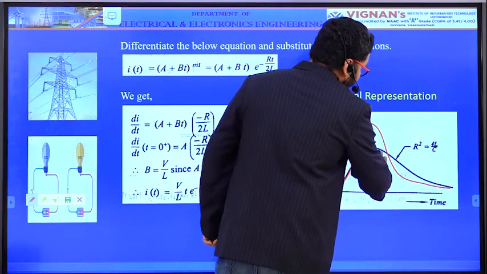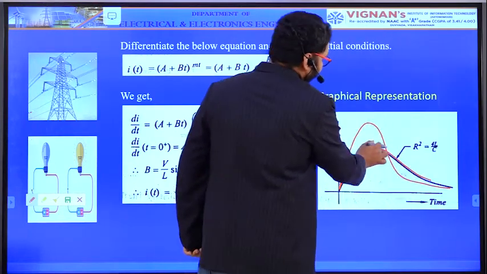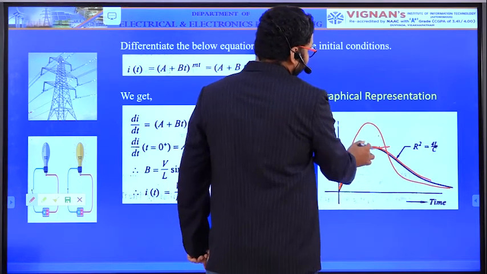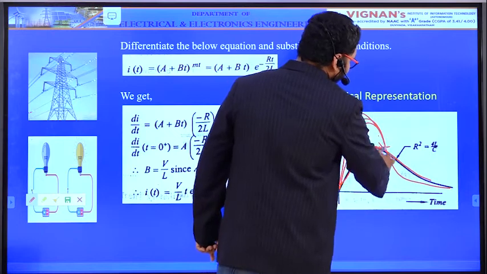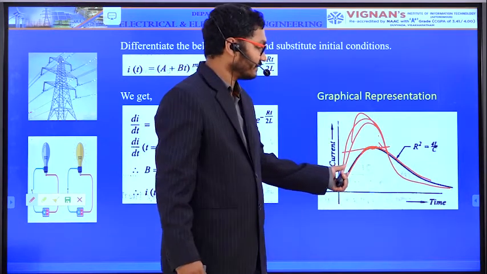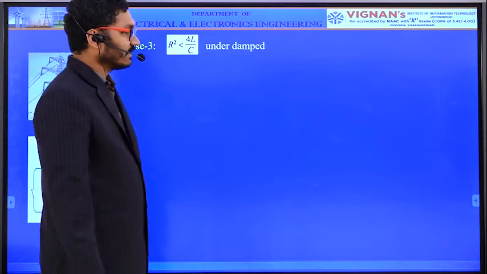Okay, it is critically damped. The peak magnitude is an exact value you will get, but in this case it will be over, meaning you will get a peak overshoot. Okay, that is the difference.